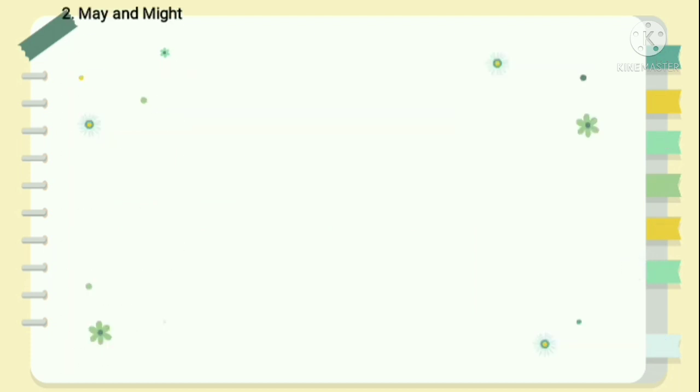Number 2. May and might. May and might here commonly express possibility in the present or future.